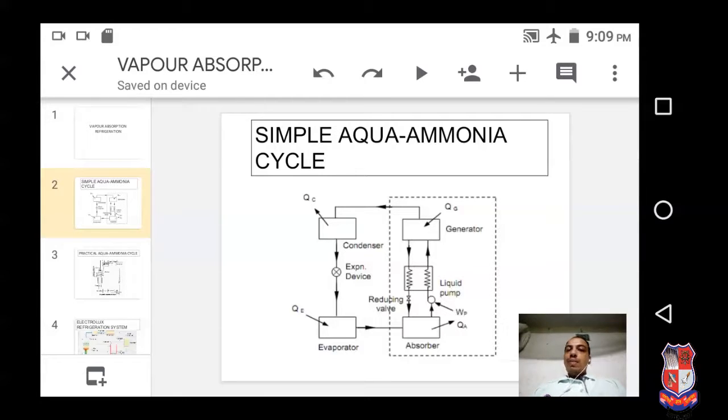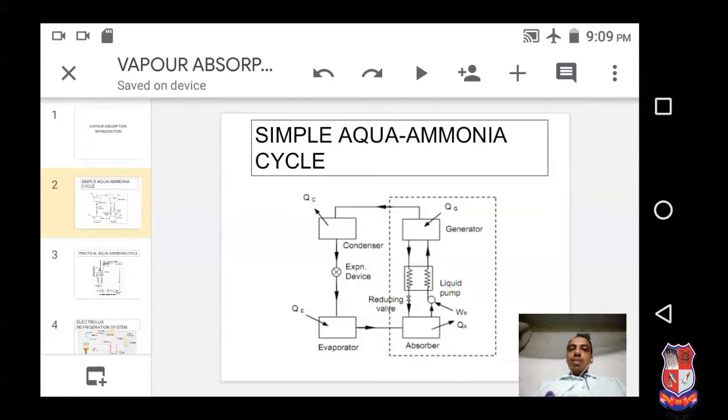Expansion valve is the device which is used to reduce the pressure and temperature of the refrigerant. So when high pressure high temperature liquid ammonia passes through this expansion device, it is converted into low pressure low temperature liquid ammonia at the end of the expansion device. Now this low pressure low temperature liquid ammonia enters the evaporator.